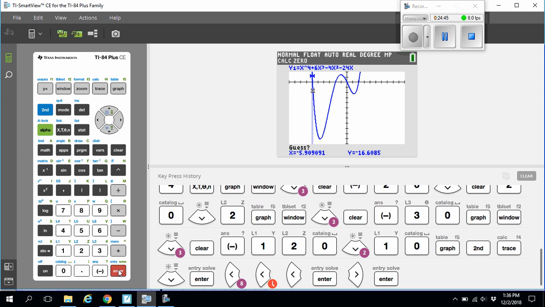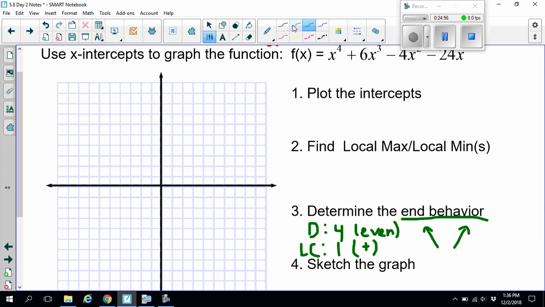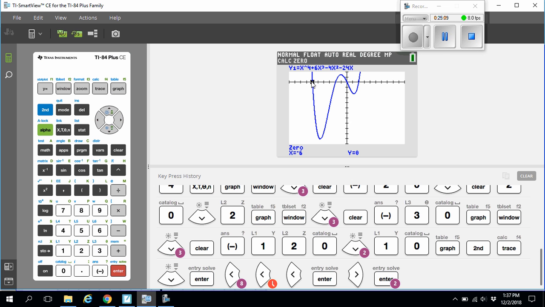Don't forget, for the guess, do not move your cursor. Press enter one more time. So it looks like our 0 is negative 6, 0. Okay, so I'm going to go ahead and write that in the notes. Now, I am going to write these as ordered pairs like I did in the last example. So negative 6, 0. Make sure you write all your x-intercepts and all of your local max and minimums as ordered pairs.